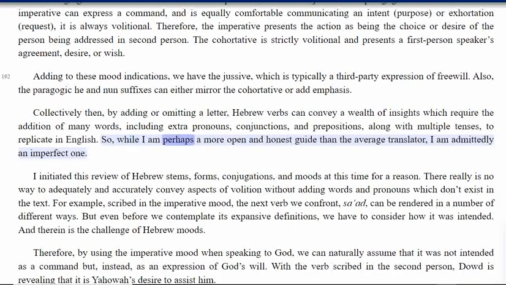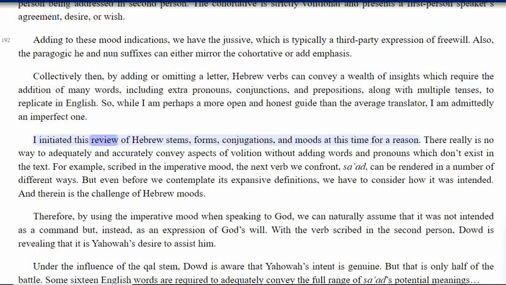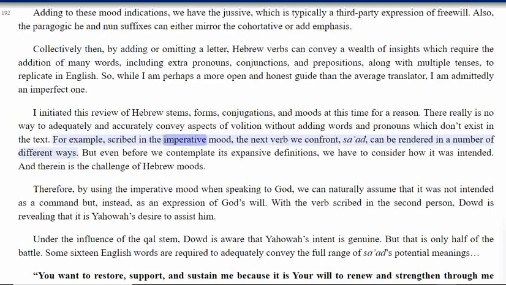So, while I am perhaps a more open and honest guide than the average translator, I am admittedly an imperfect one. I initiated this review of Hebrew stems, forms, conjugations, and moods at this time for a reason. There really is no way to adequately and accurately convey aspects of volition without adding words and pronouns which don't exist in the text. For example, scribed in the imperative mood, the next verb we confront, sa'ad, can be rendered in a number of different ways.